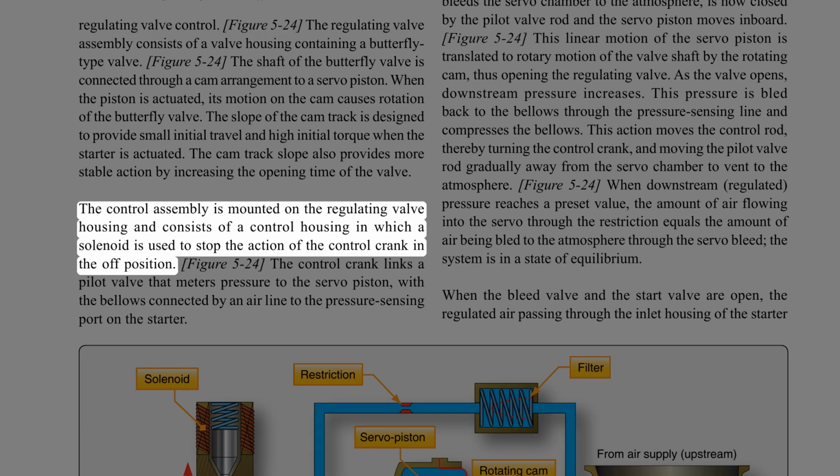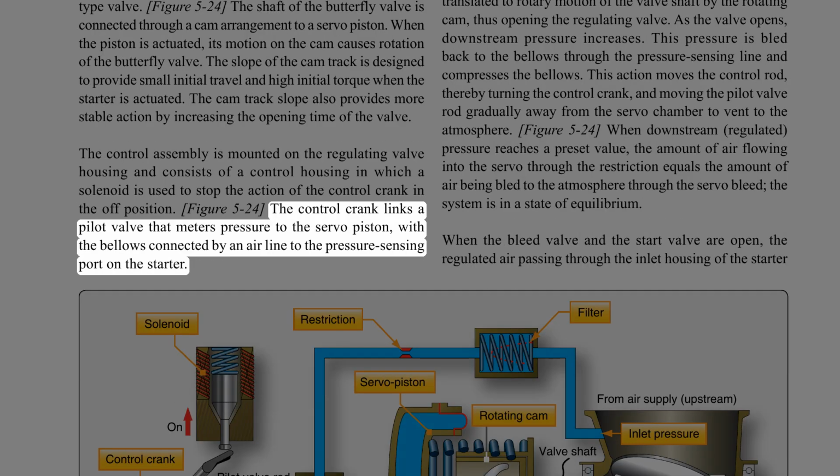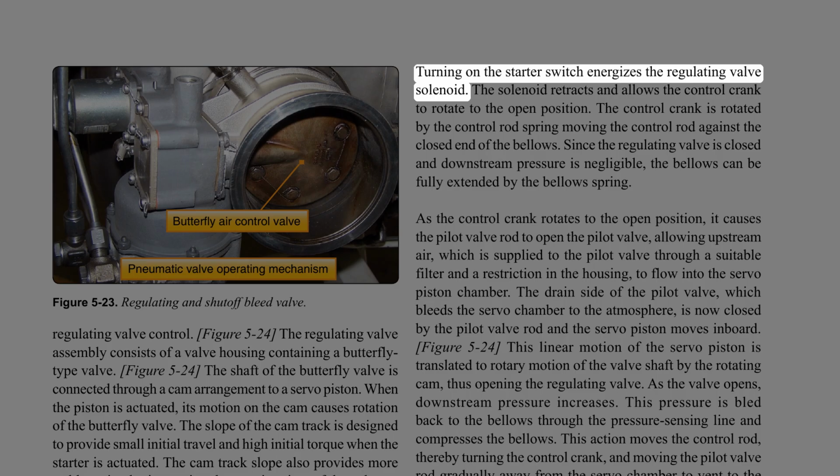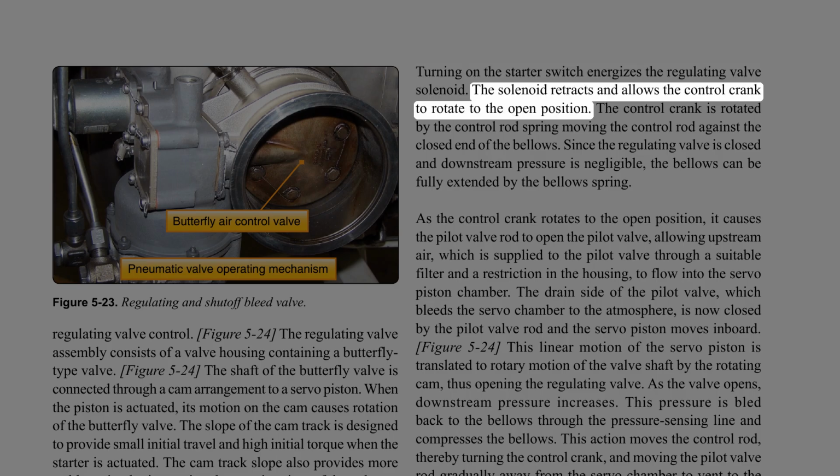The control assembly is mounted on the regulating valve housing and consists of a control housing in which a solenoid is used to stop the action of the control crank in the off position. The control crank links a pilot valve that meters pressure to the servo piston, with the bellows connected by an air line to the pressure sensing port on the starter. Turning on the starter switch energizes the regulating valve solenoid. The solenoid retracts and allows the control crank to rotate to the open position.